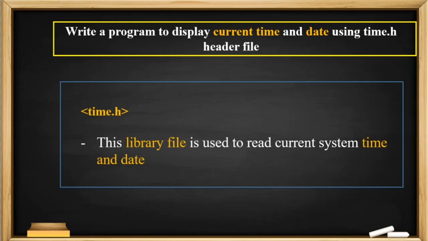Time.h header file is used to read current system date and time. time(NULL) function is used to read current date and time.